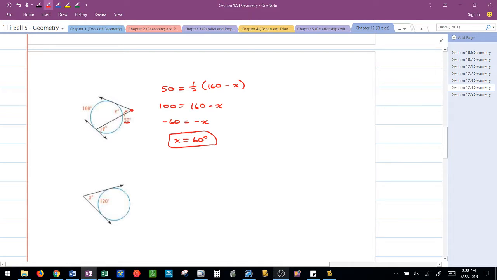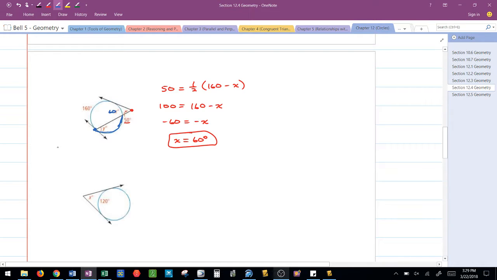All right, so if x is 60 degrees right here, then how do I find angle y? Well, to find angle y, I have to know the measurement of this arc. Why? Because I notice the vertex for angle y is on the circle. So it's an inscribed angle. All right, so let's see.